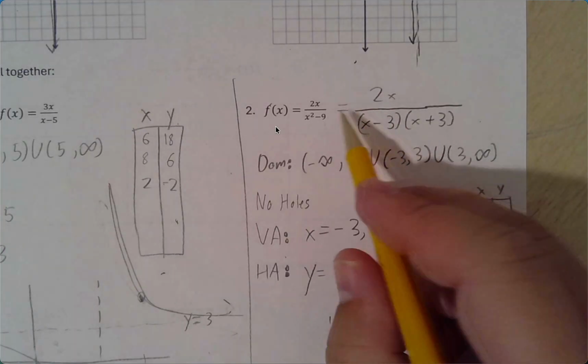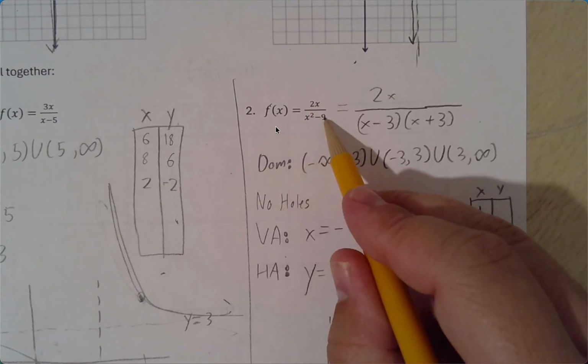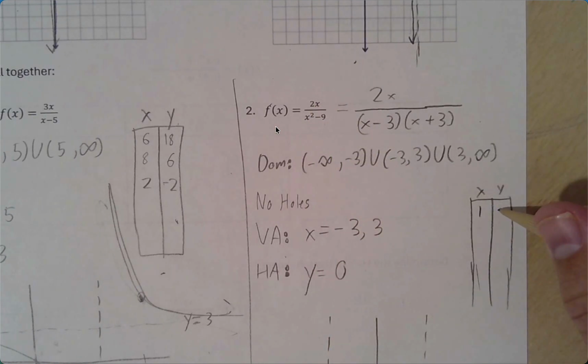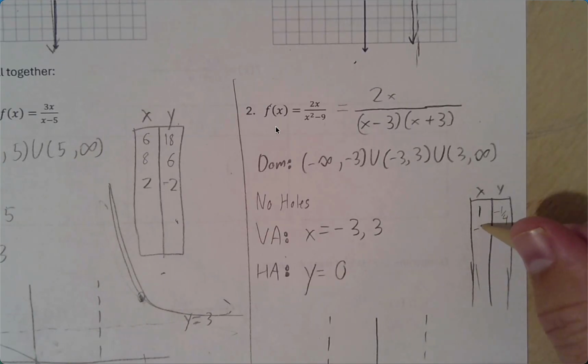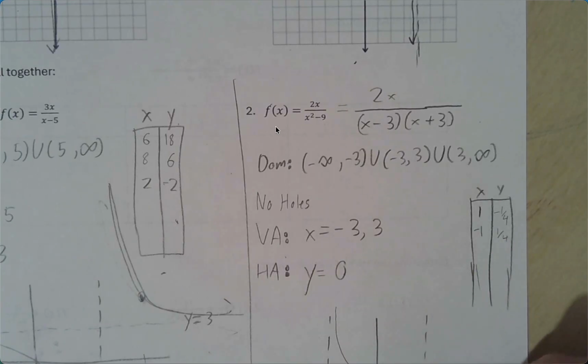If I plug in 1, that's going to be 2 over -8, which is, let's see here, 2 over -8 is -1/4. So great, I plugged in 1, and I got -1/4. And guess what? If I plug in -1, for similar reasons, I'm going to actually end up with +1/4. And so I'm pretty confident then that this section looks like this.